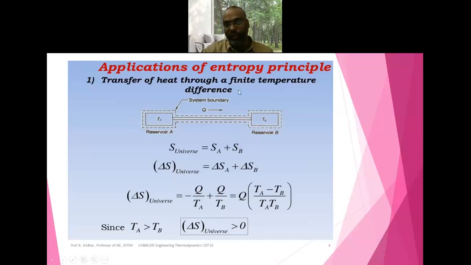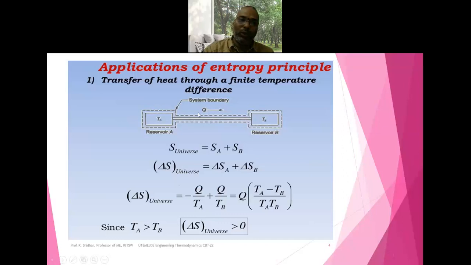Always remember here, finite. A finite temperature difference always leads to an irreversible process, and now we have to prove the same thing. For this application, we have considered two reservoirs. Reservoir A is maintained at temperature TA, reservoir B is maintained at temperature TB, and here TA is greater than TB, so the heat transfer is possible from TA to TB, that is from the higher temperature body to the lower temperature body.